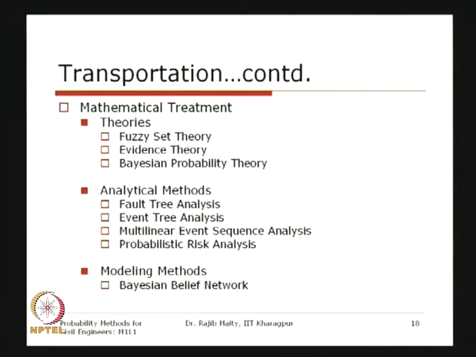So mathematical treatment, if we see for this kind of problems, is that so far as theories are concerned, we can go for the fuzzy set theory. This fuzzy set is a kind of linguistic representation of the mathematical attribute, of the mathematical field condition. If we don't have a crisp boundary for a particular event, then we can go for this fuzzy set.